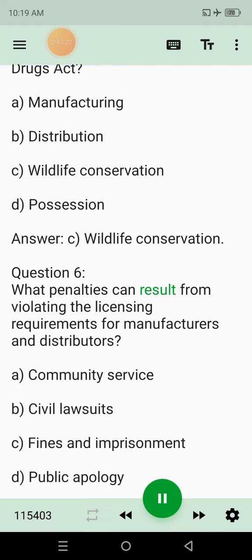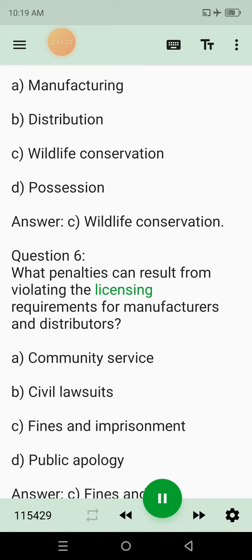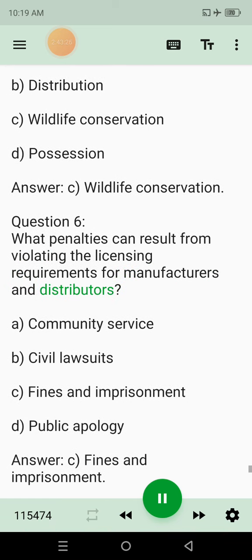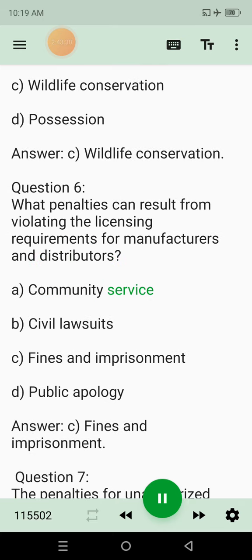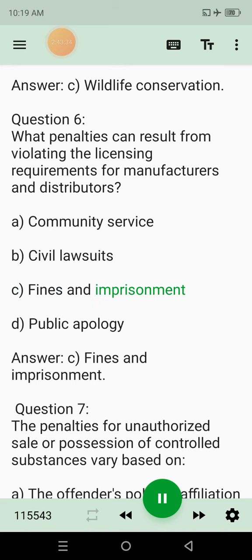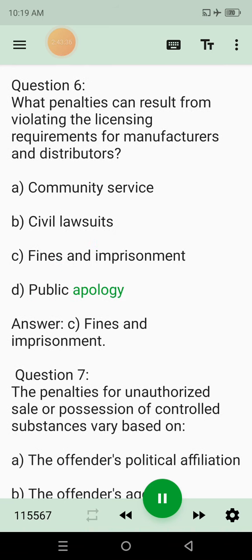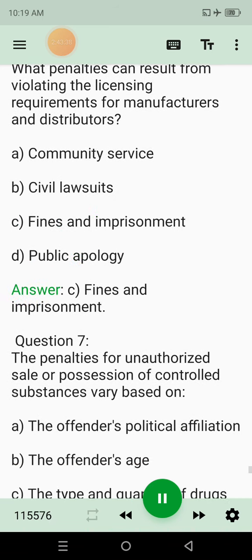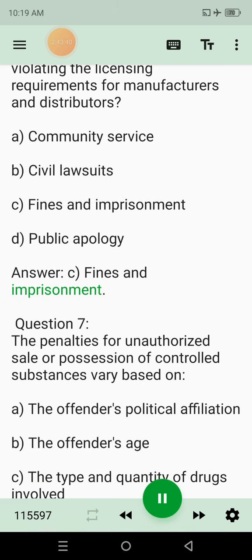Question 6. What penalties can result from violating the licensing requirements for manufacturers and distributors? A. Community service. B. Civil lawsuits. C. Fines and imprisonment. D. Public apology. Answer. C. Fines and imprisonment.